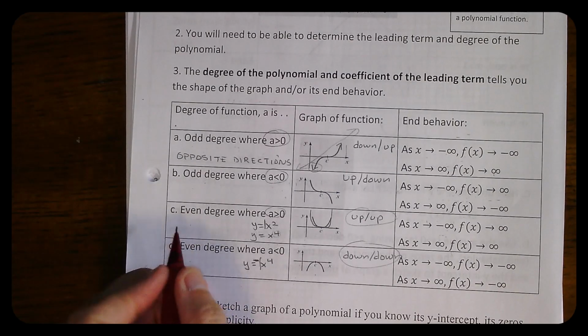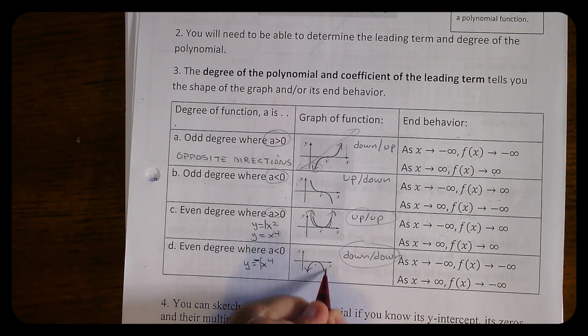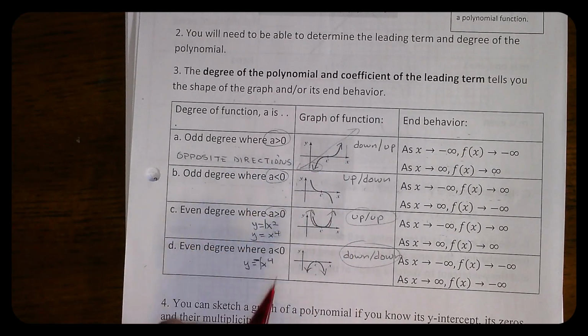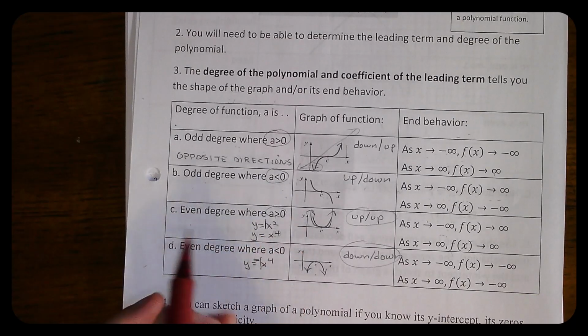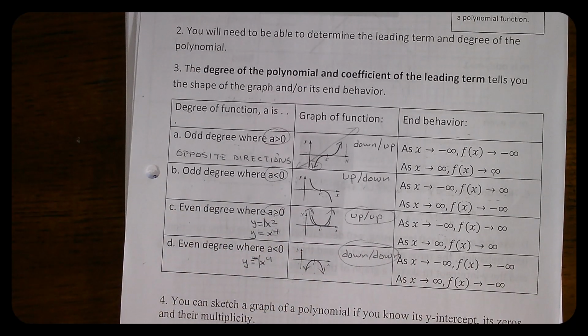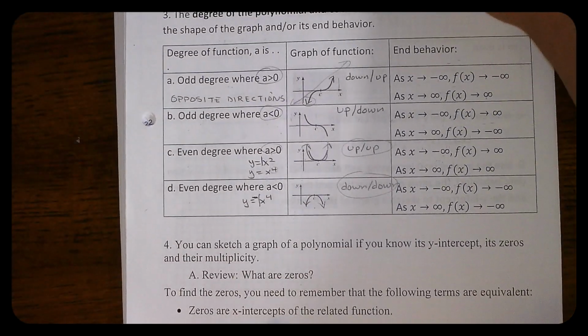So even degrees, the ends point in the same direction. Odd degrees, the arrows point in opposite directions. If a is positive, it's up, up. If a is negative, it's down, down for the even degrees. So you'll have to memorize that, but we're going to work on that a lot in some examples.